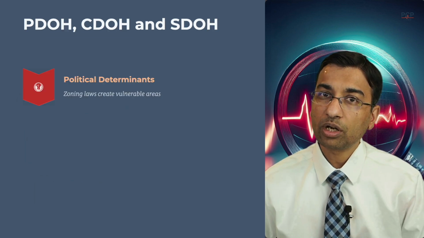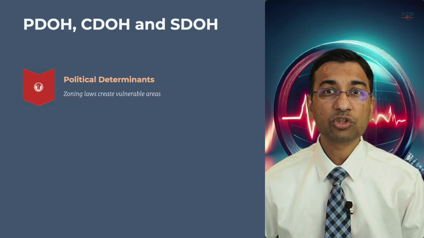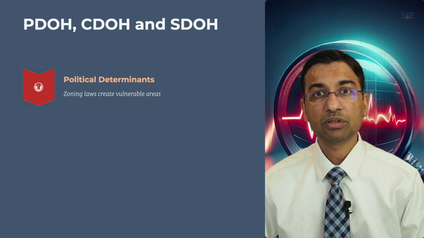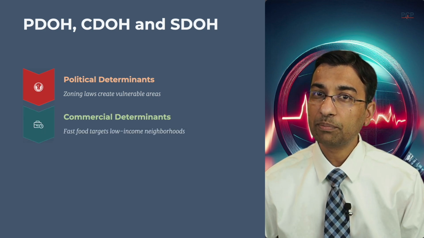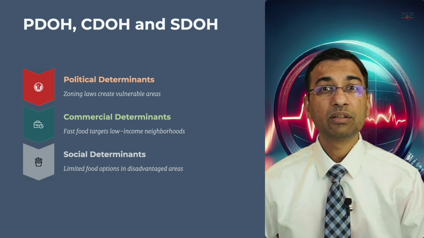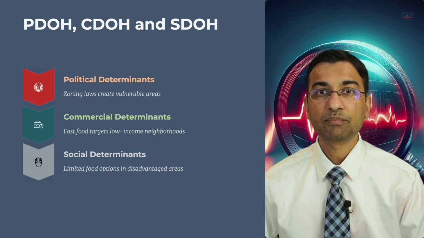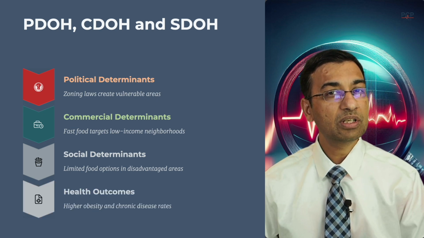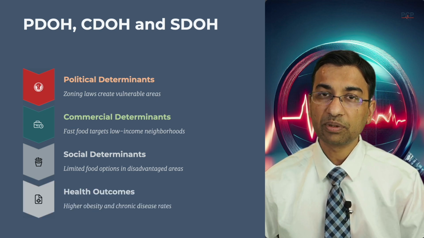Let's connect all the dots. Political determinants such as zoning laws create vulnerable areas. Commercial actors such as fast food companies target these low-income neighborhoods. In these low-income areas, there are limited food options and people gravitate towards cheap fast food. This then increases obesity and chronic disease rates in this population.